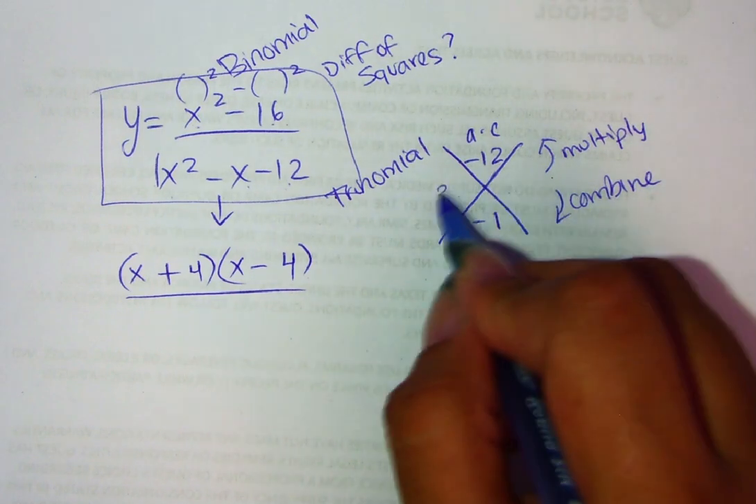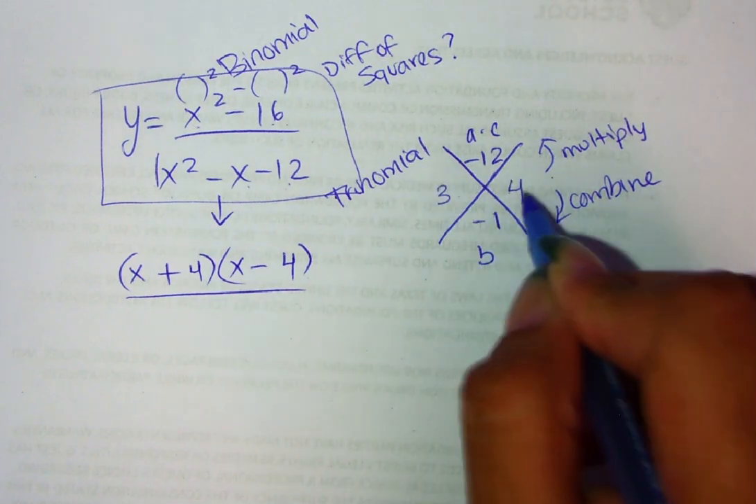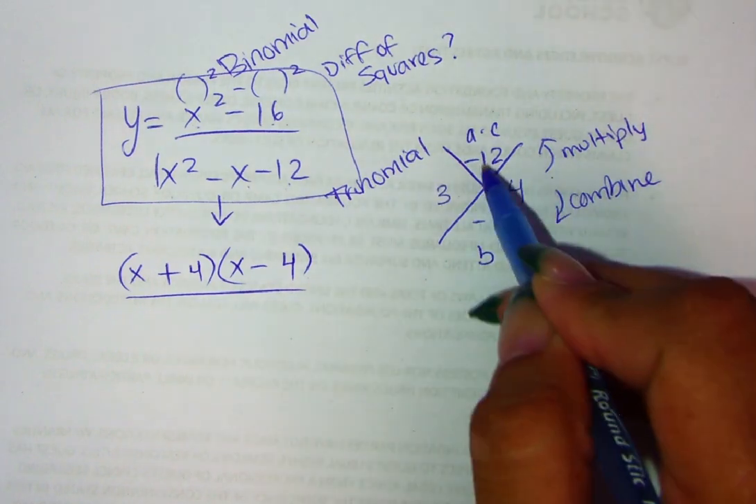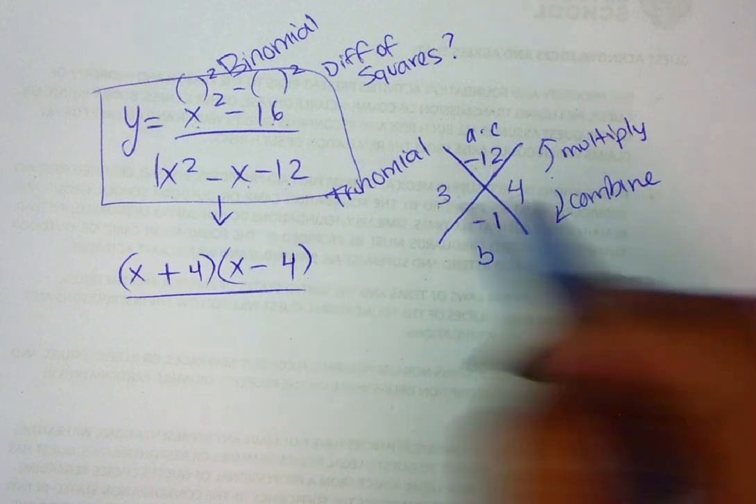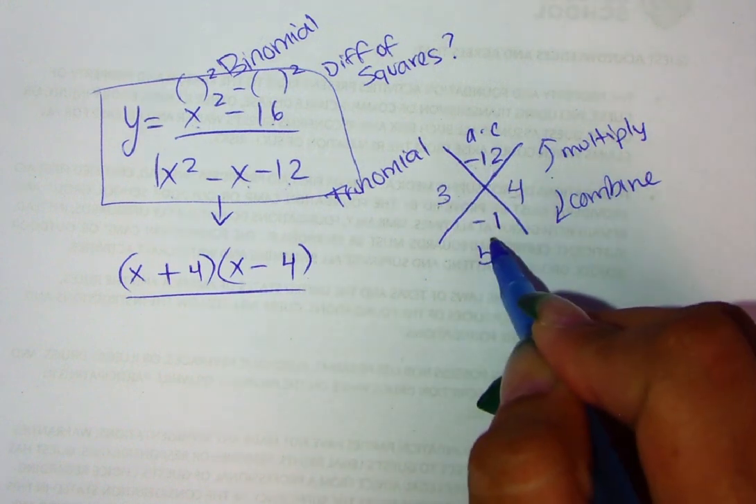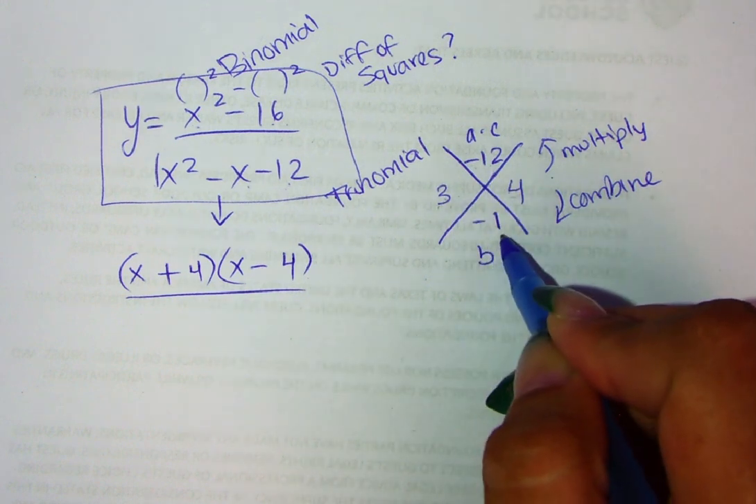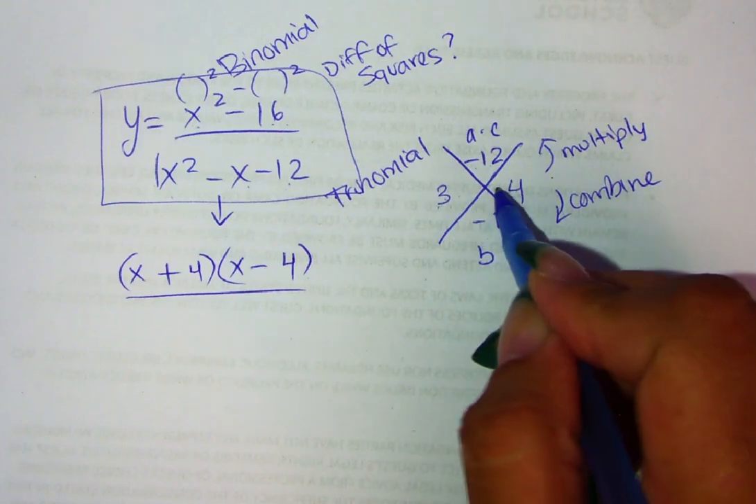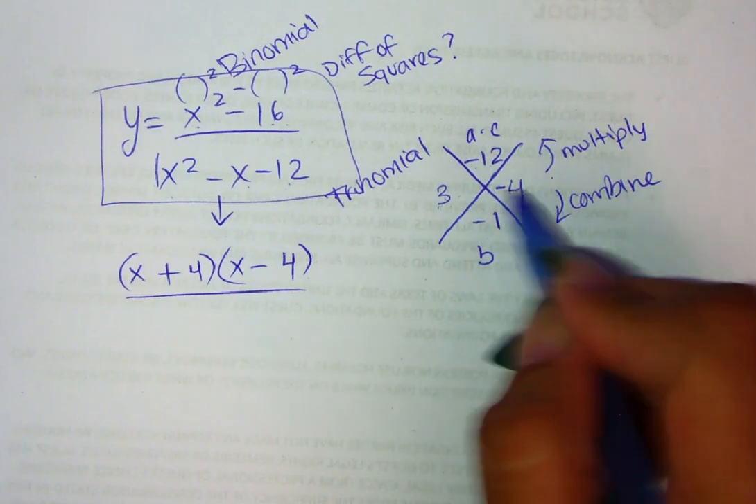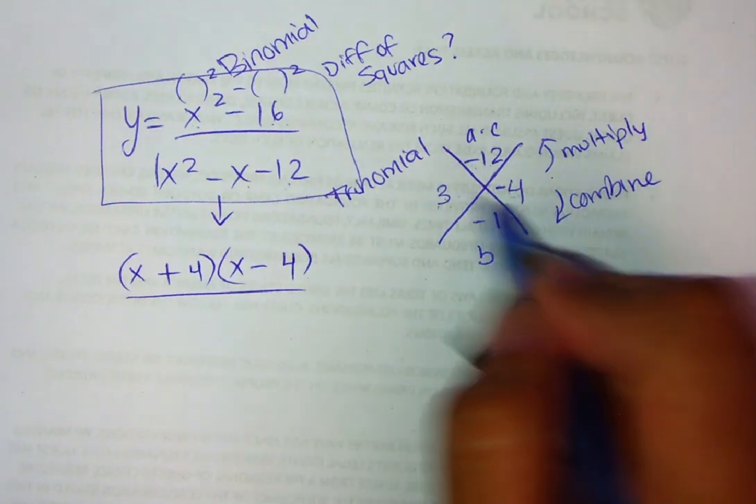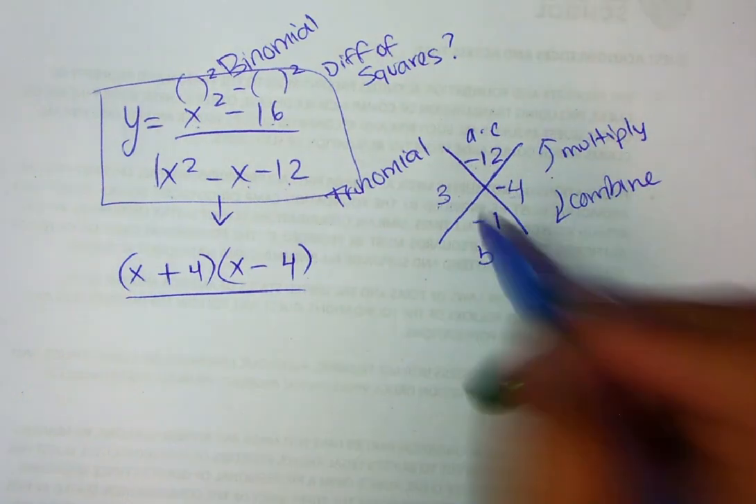So 3 and 4, 3 times 4 is 12, but in order to get negative 12, one of these needs to be negative. So if you look down here, we need negative 1 as an answer. We need the 4 to be a negative. 3 minus 4 is negative 1.